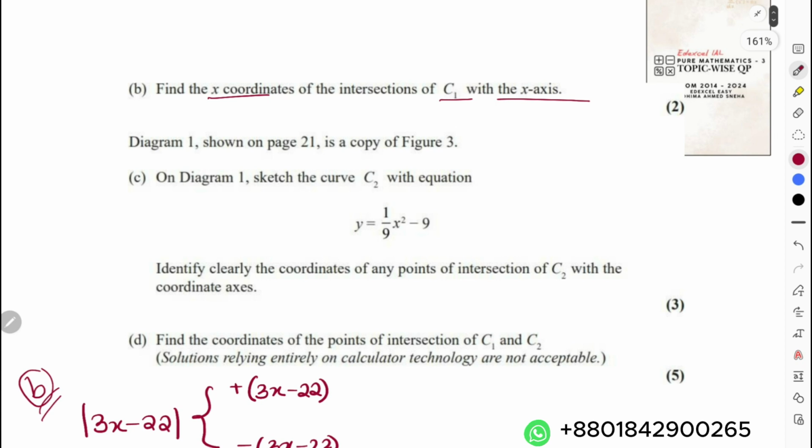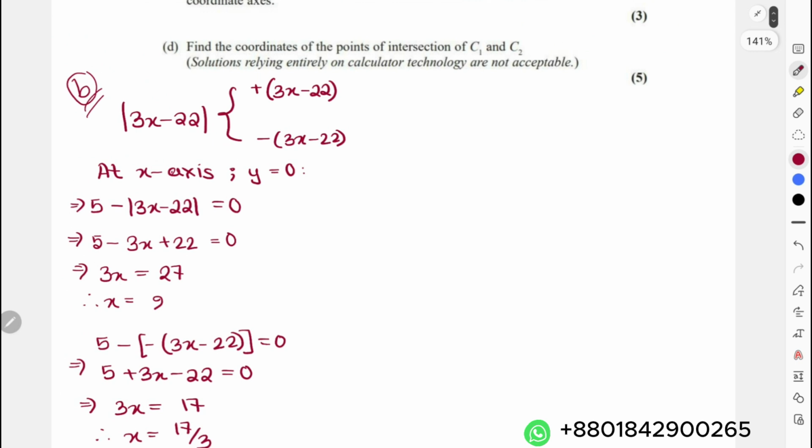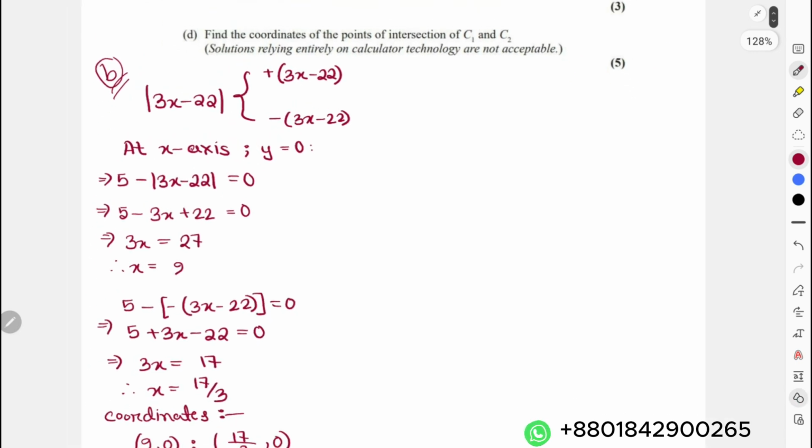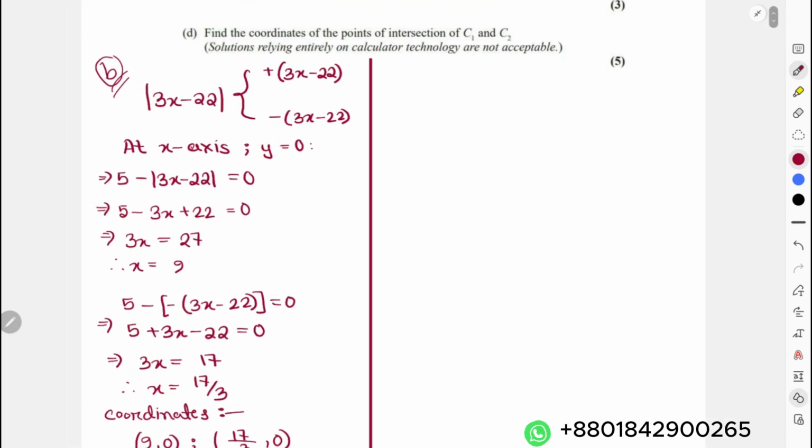For part C, they're showing diagram 1 on page 21. This is from the question paper, which contains a copy of figure 3. Draw on diagram 1, sketch the curve of C1 whose equation is this one, and you need to clearly identify any coordinates where C2 is going to intersect. So for that I have to do some calculations, and then scroll up to use the figure to draw this graph of 1 by 9 x square minus 9.